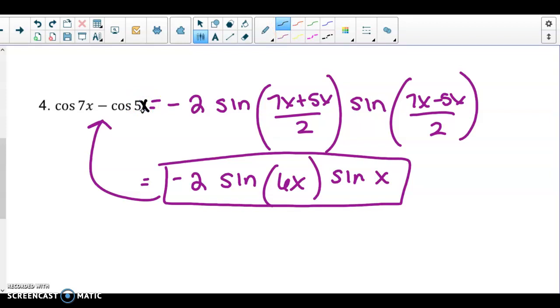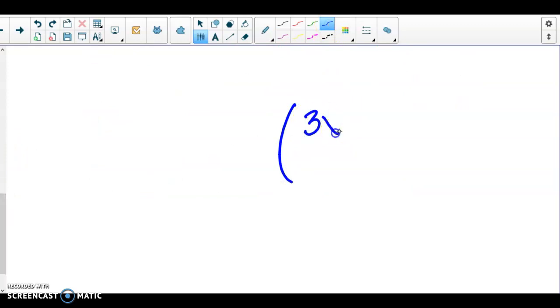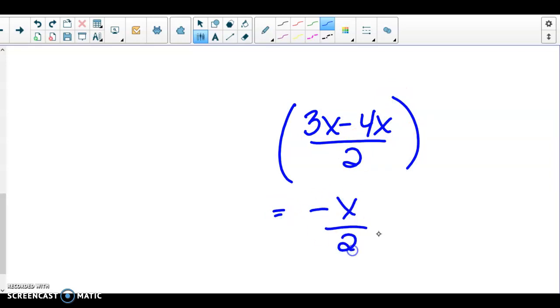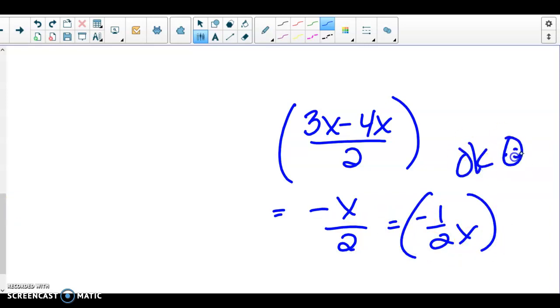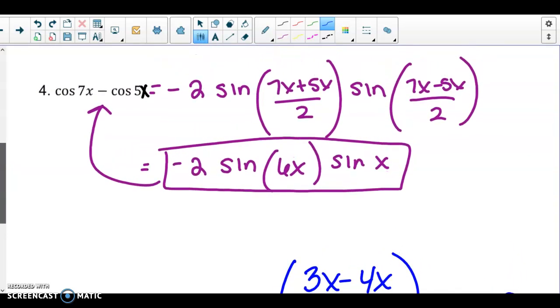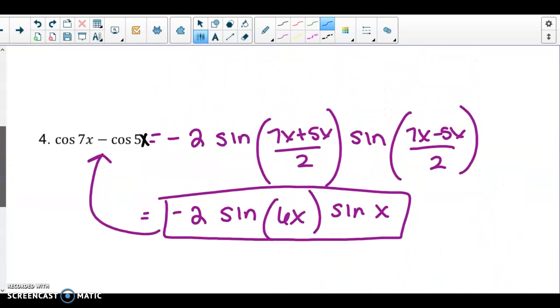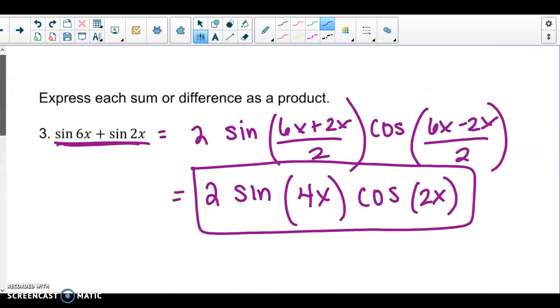The last thing I need to say on this video is do not switch the order, right? It's always first plus the second angle or first minus the second one. If for some reason inside your parentheses you come up with like a 3x minus 4x divided by 2, and that would give you a negative x divided by 2 or negative 1/2 x inside your parentheses, that is okay. You can have a negative angle inside these parentheses, which ends up talking about even and odd properties, but do not be alarmed if you see that. It's perfectly fine to end up with that in your parentheses for your final answer.